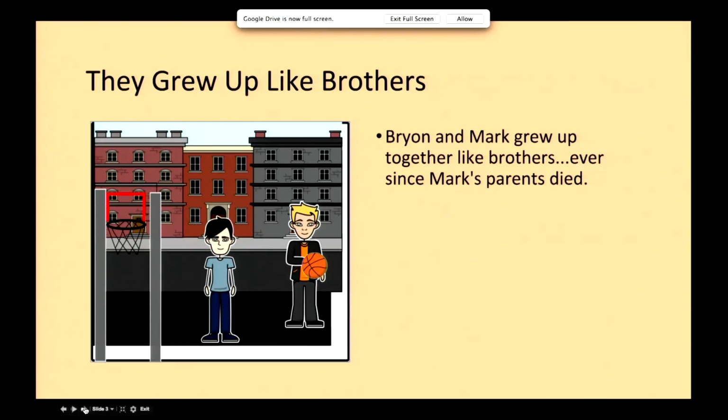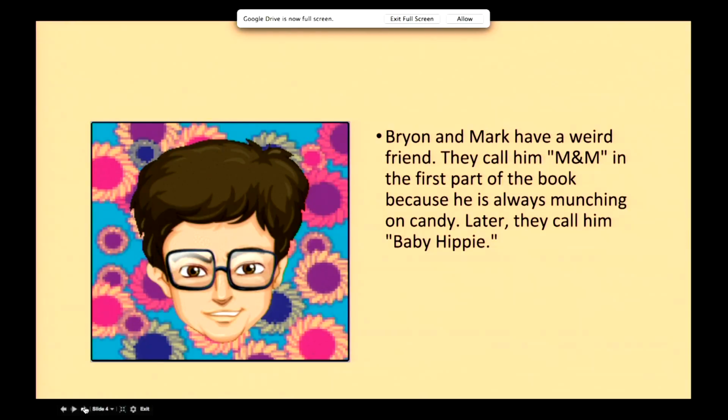They grew up like brothers. Brian and Mark grew up together like brothers ever since Mark's parents died. Brian and Mark have a weird friend. They call him M&M in the first part of the book because he's always munching on candy, but later they call him Baby Hippie. Here I took two digital tools and I put them together.